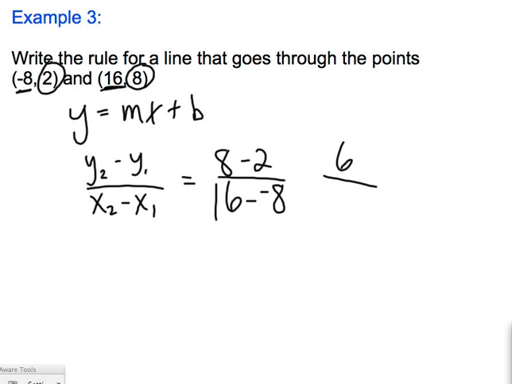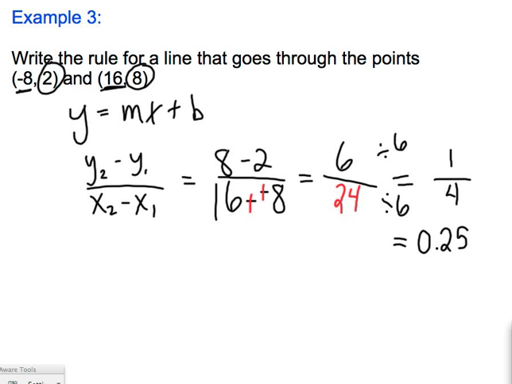So slope is the difference in y's over the difference in x's. So I'm going to subtract the y's minus the x's. So it looks like 8 minus 2 on top, because those are my y values, over 16 minus negative 8. On top I get 6. On the bottom I get, let's see, 16 minus negative 8. That's like 16 plus 8. And I get 24.